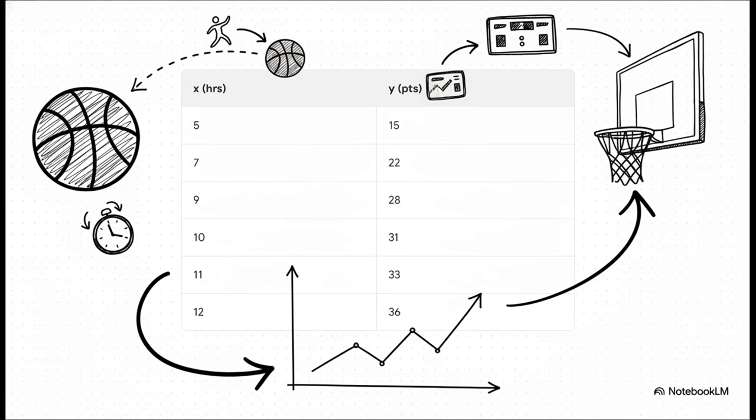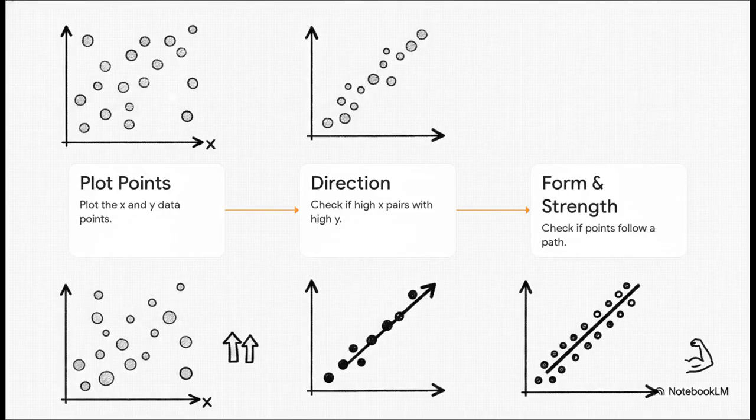When x goes all the way up to 12 hours, y jumps up to a massive 36 points. So, let's mentally walk through our analysis steps as data detectives. Step 1, we plot the x and y data points on our coordinate plane. You can imagine putting a dot at x equals 5 and y equals 15, and keeping that going for all the rows. For step 2, we check for direction.